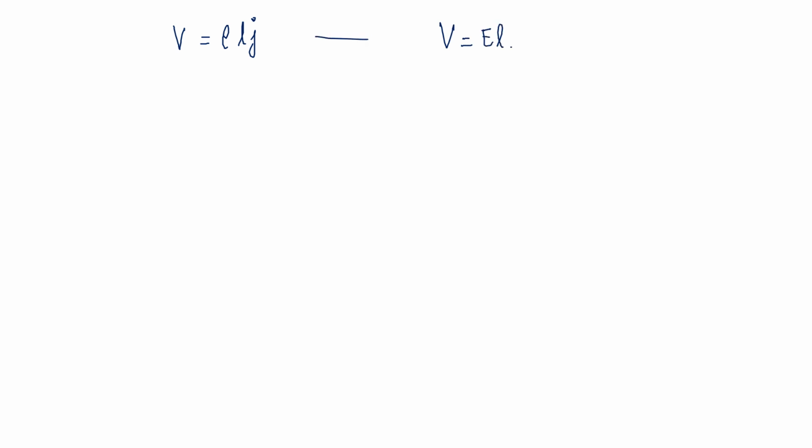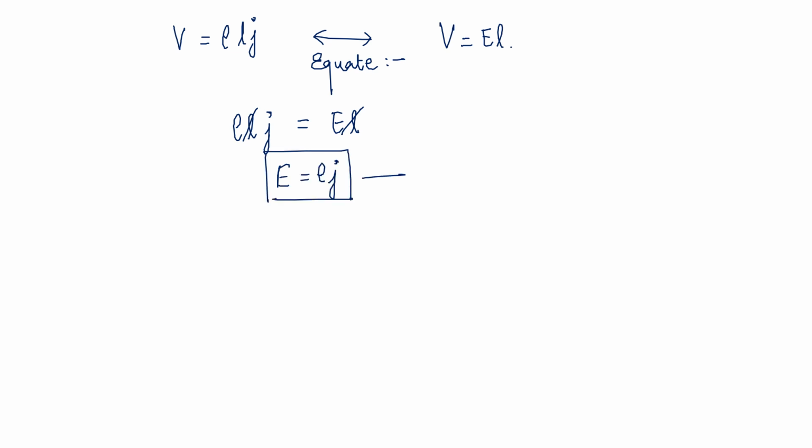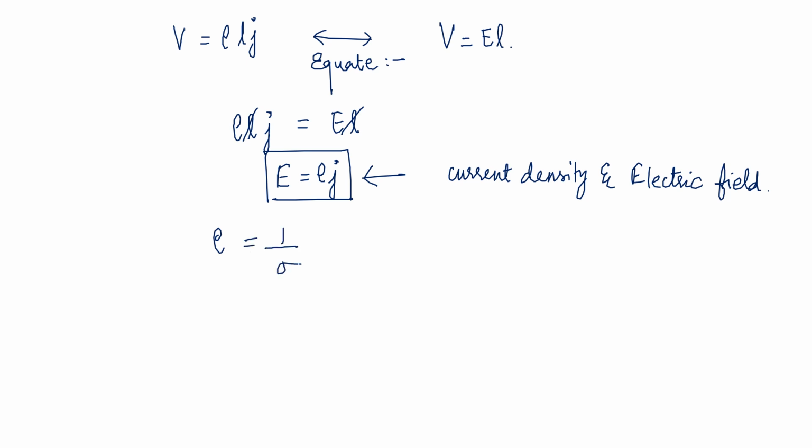Now we will equate these two equations. After equating, we will get rho L J equals E L. Here L and L will cancel and E will be equal to rho into J. So this is the relation between current density and electric field. Now next, rho has another relation, that is rho equals 1 upon sigma.